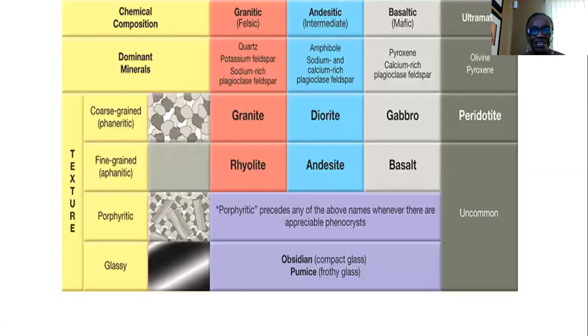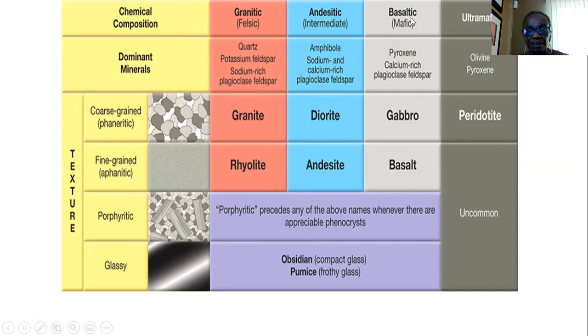Now, this will help us to put it all together. Chemical composition across the top: granitic or felsic, light in color, andesitic, intermediate, and then basaltic. I didn't do ultramafic because the only rock we can think of most of the time is the one that makes up part of the mantle of the earth. So we're going to do these common ones here. So these are the compositions.